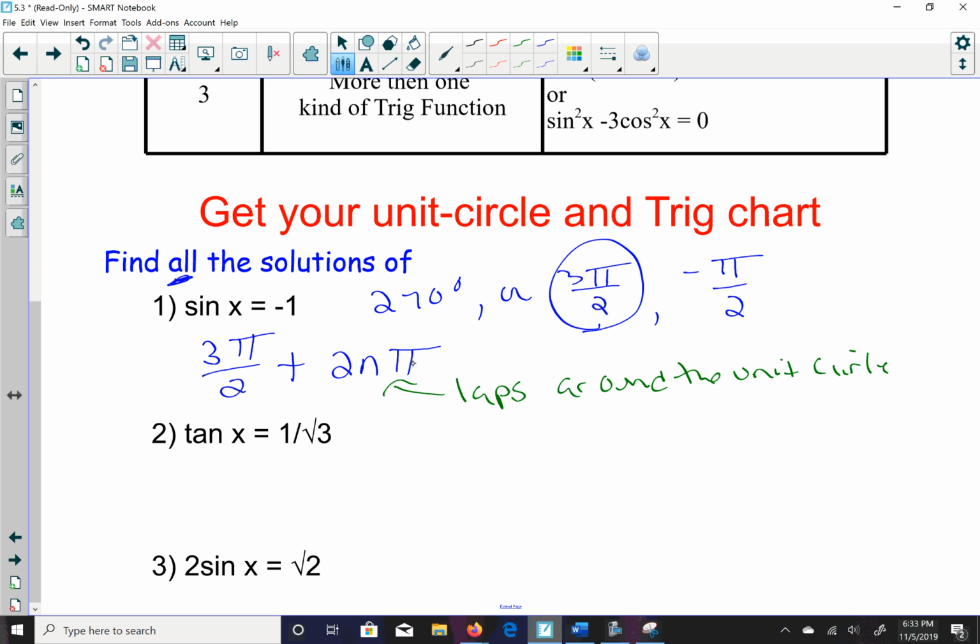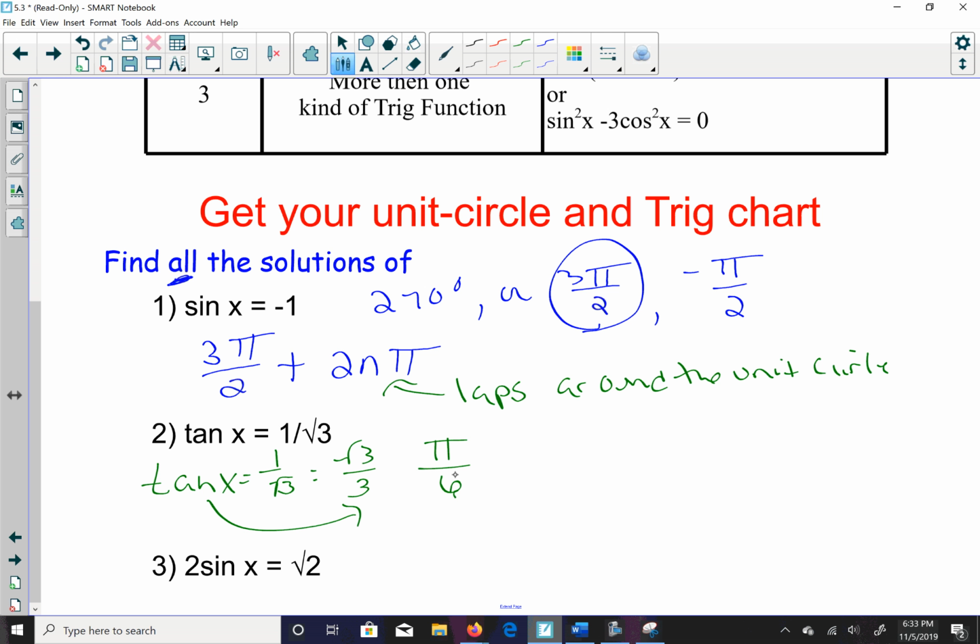So let's look at the next one. The tangent of x is equal to 1 over the square root of 3. You probably don't have it written like that, but when we solve, we may have it written like that. You probably have the square root of 3 over 3. Those are the same thing. One's rationalized, one is not. So this is asking when is the tangent equal to the square root of 3 over 3? If I look at my unit circle, I'm doing sine over cosine, and I end up with pi over 6. That's one place where the tangent is equal to a positive square root of 3 over 3.